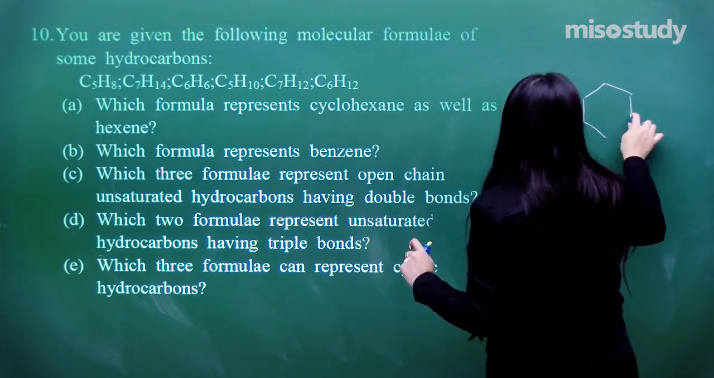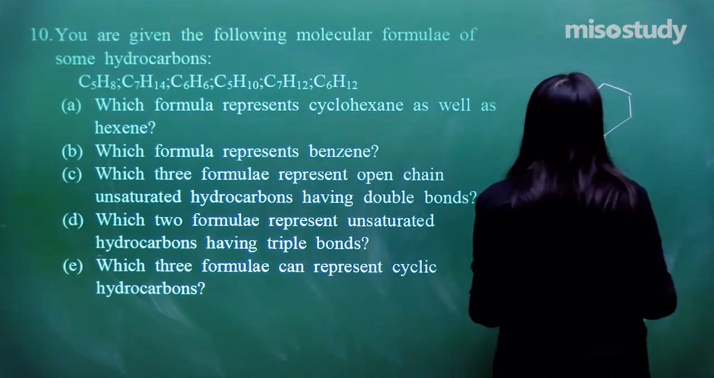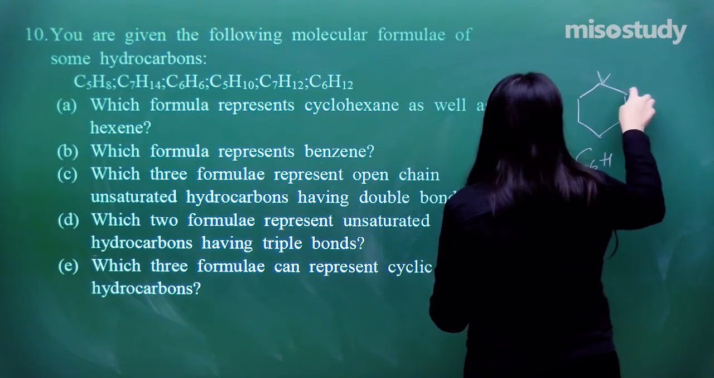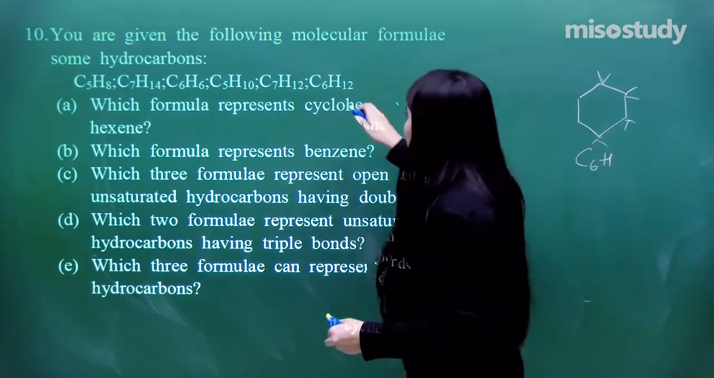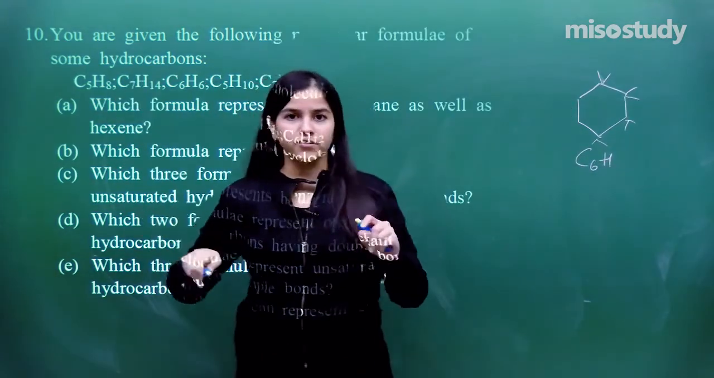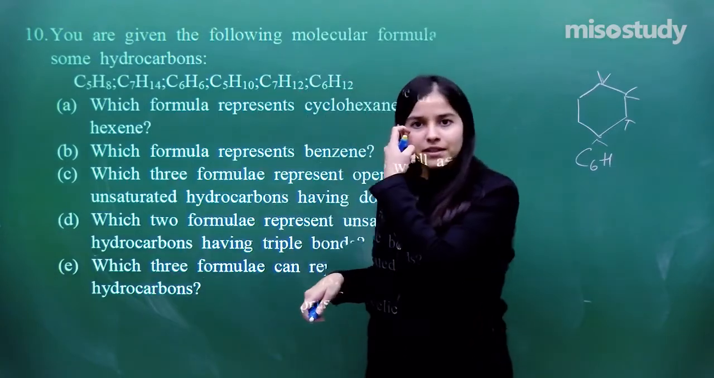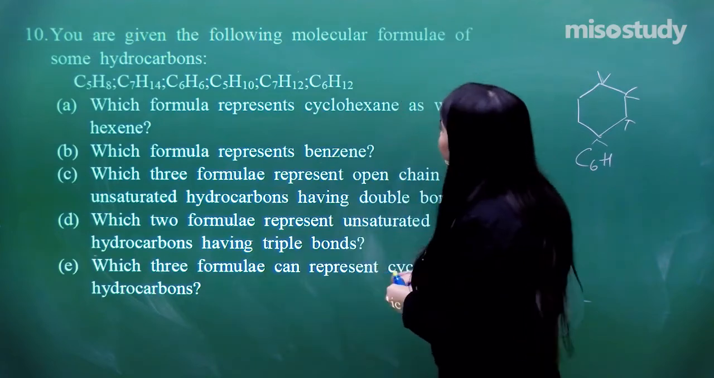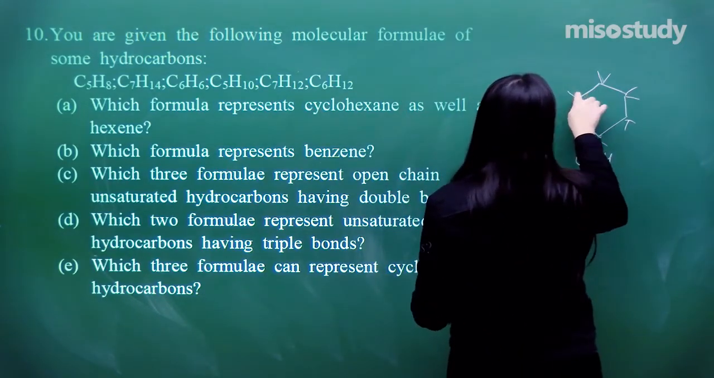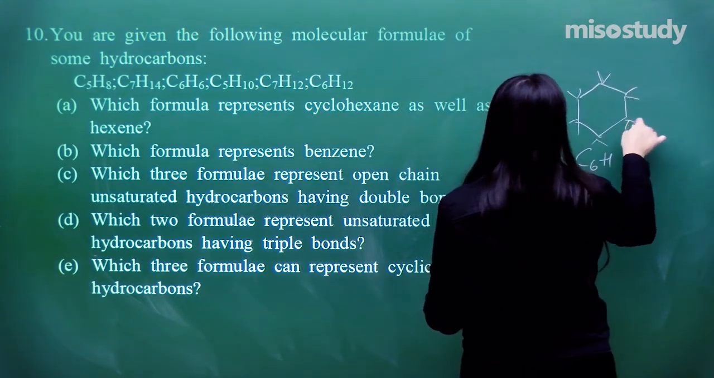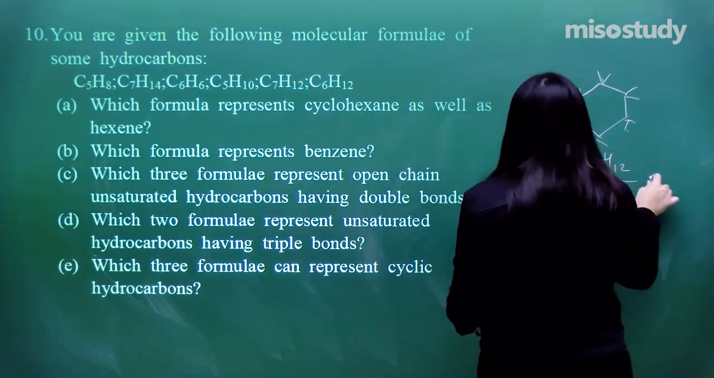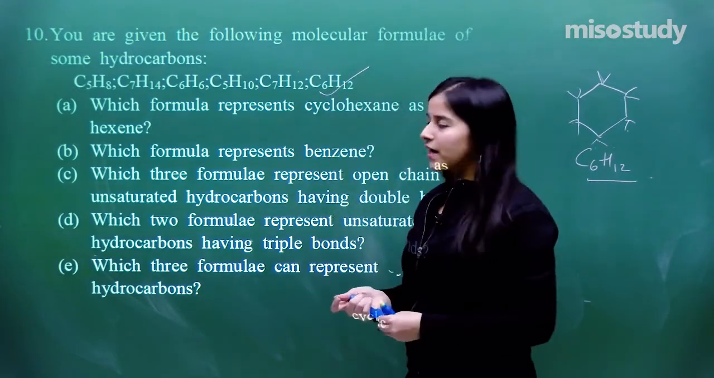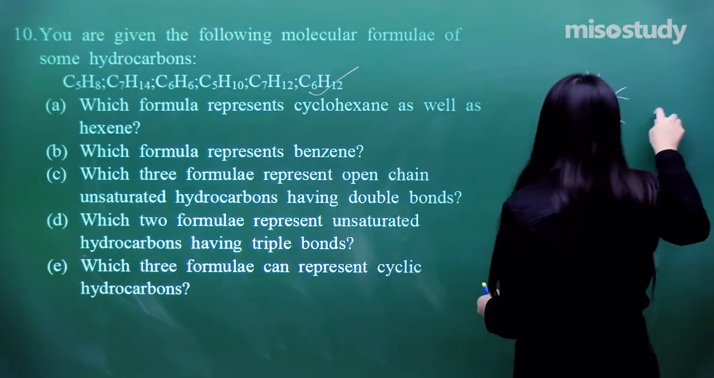Cyclohexane, can you draw it? Yes, I can draw it. This is cyclohexane. How many carbons? C6. How many hydrogens? You need to calculate it. So just by looking at the formulas, it will be very difficult for you to judge. So what you can do instead is just try to form the formulas from the names given itself. That will be an easy process. So these are the hydrogens, 1, 2, 3, 4, 5, 6, 7, 8, 9, 10, 11, 12. C6H12 is cyclohexane. Do we have it? Yes, we have.